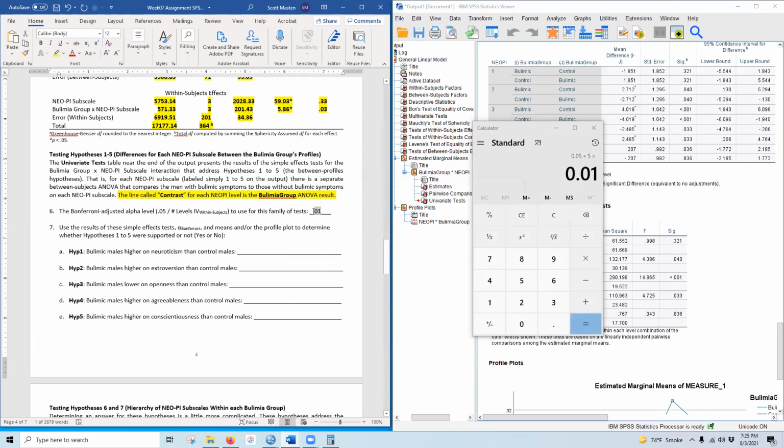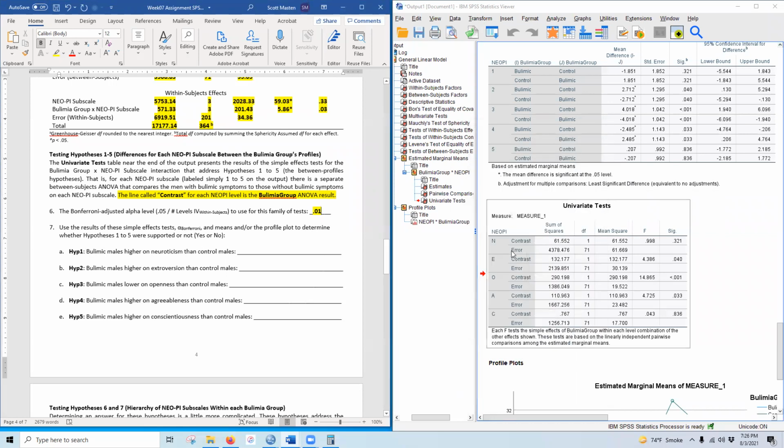That is our Bonferroni corrected alpha level. That we are going to use to interpret these simple effects tests. So for hypothesis 1, just put a yes or no, is it supported? Bulimic males were higher on neuroticism than control males. First of all, SIG, is that less than 0.01? No, not supported. This is really how dissertations go, by the way.